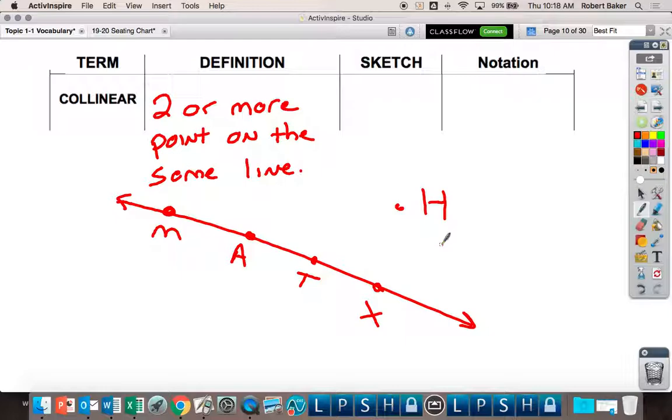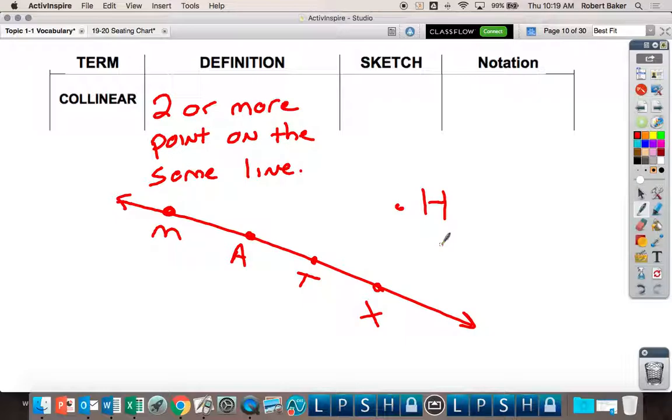Okay? Now, a super complex question. Are points M and H collinear? Yes. Because any two points make a line. So M and H are on the same line. You just can't see it. They're on line MH.